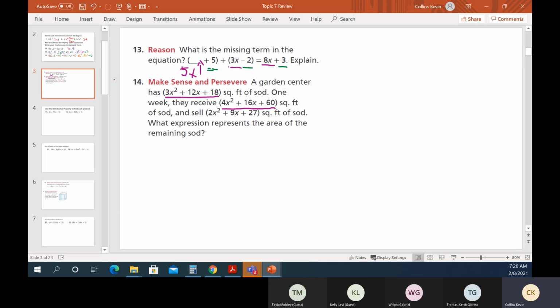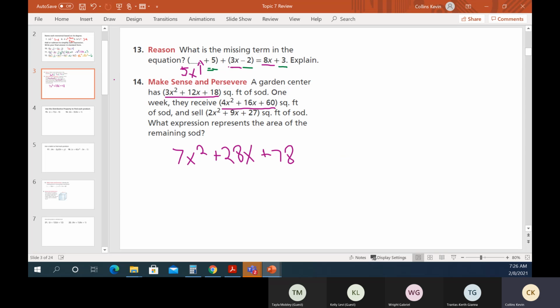So let's add these two guys. So I've got 3x squared and 4x squared. That's going to be 7x squared, right? And I've got 12x and 16x. That's going to be plus 28x. And then finally I got 18 and 60, so that's going to be 78. So this is just these two guys in purple added together, or underlined in purple, I guess I should say.